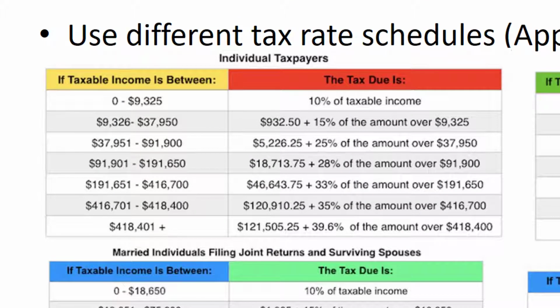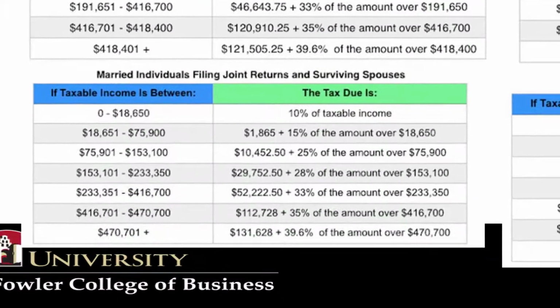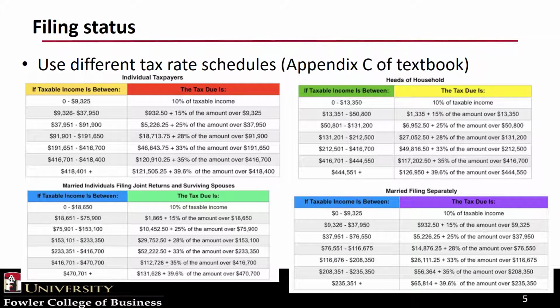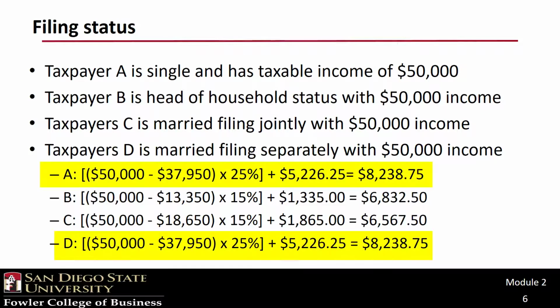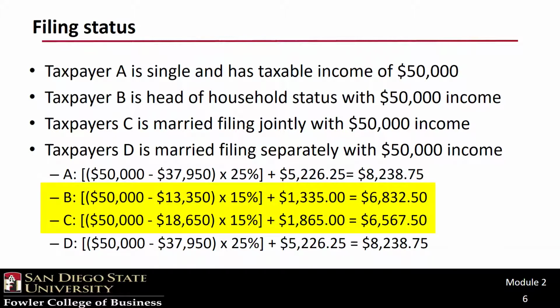If you look at these tables closely, you can see how the ability to pay concept plays a role. For example, let's look at the tax for a tax-paying household with taxable income of $50,000. Single and married filing separately pay the most, followed by head of household, then married filing jointly. The design of the tax rates is built on ability to pay.